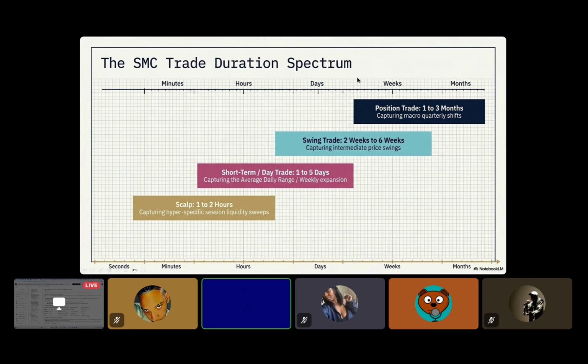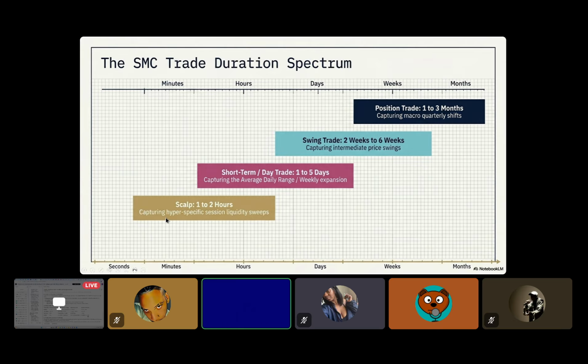The SMC trade duration spectrum. So when we're looking at minutes, hours, days, weeks, months: scalping is in the range of 1 minute to maybe a few hours. Short term is in the range of a few hours to a few days. Swing trading is 2 weeks to 6 weeks. And position trading is 1 to 3 months sometimes. So keep that in mind when we're also looking at these things. It ranges a long time.